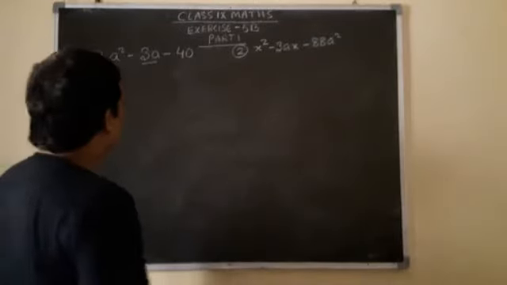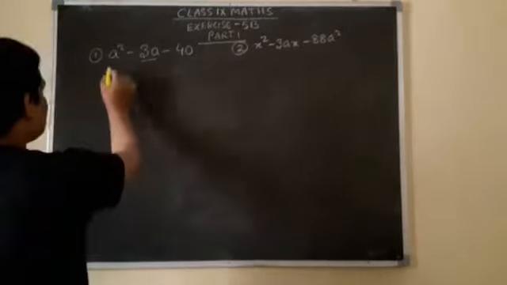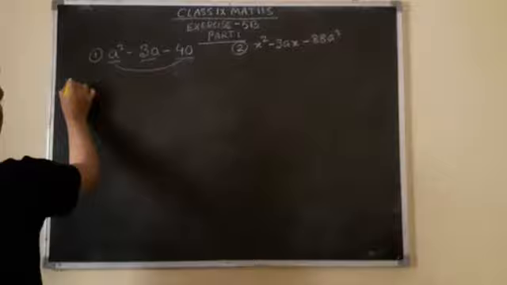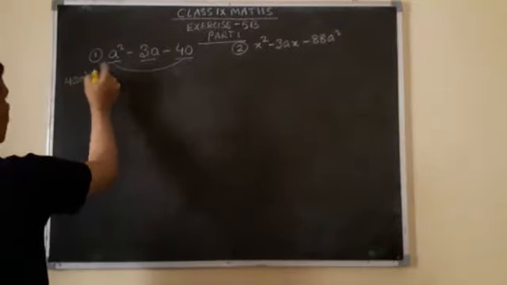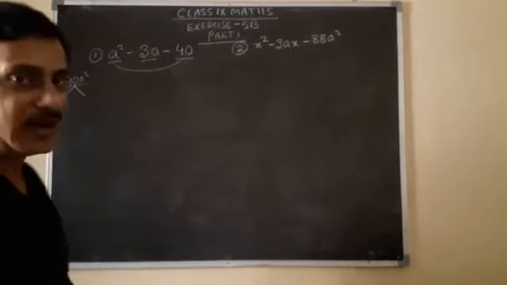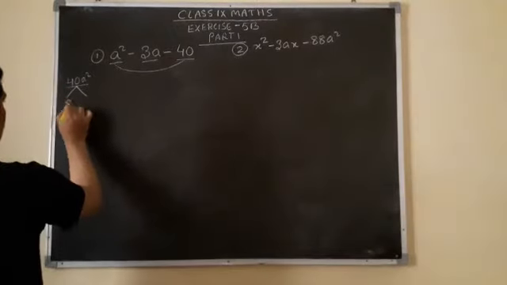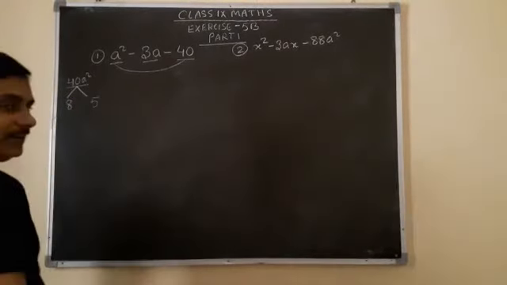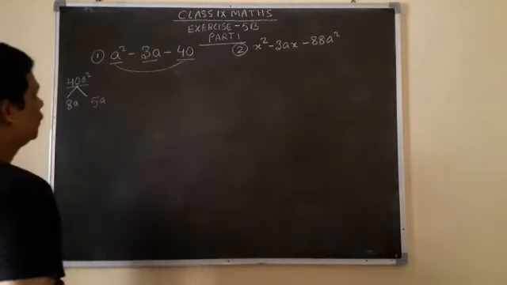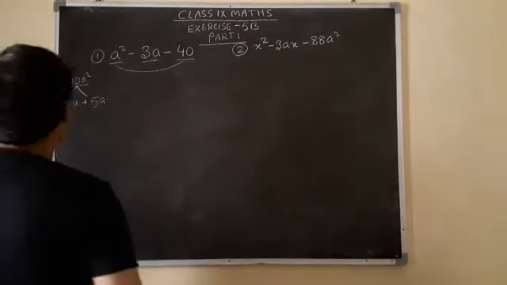Now to split this middle term, we have to multiply the extreme terms, this term and this term. What will be the product? 40a square. Now we have to split this 40 into two parts such that their sum must be minus 3a. As we know, 8 5s are 40, and now we have to find minus 3a, so the bigger number must be negative and the smaller number should be positive.